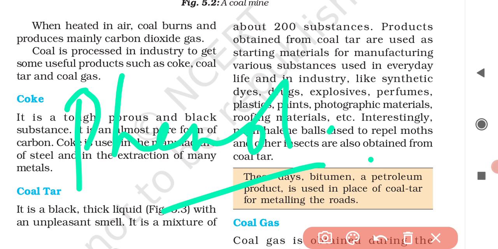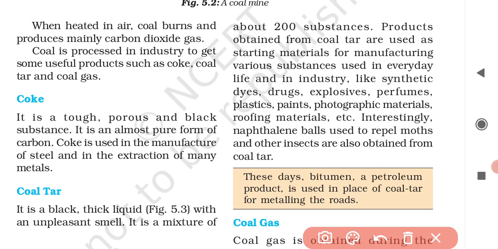All the products can be separated by the process of fractional distillation in the industries, right? So products obtained from coal tar are used as the starting materials for manufacturing various substances used in everyday life and industry, like synthetic dyes, drugs, explosives, perfumes, plastics, paints, photographic materials, roofing materials, etc. So all these things can be made with the help of the products obtained from coal tar.